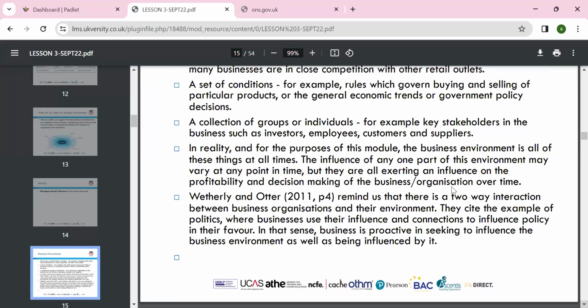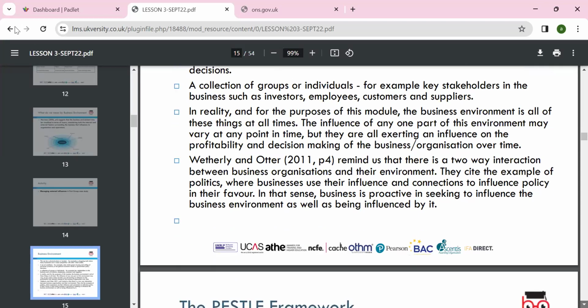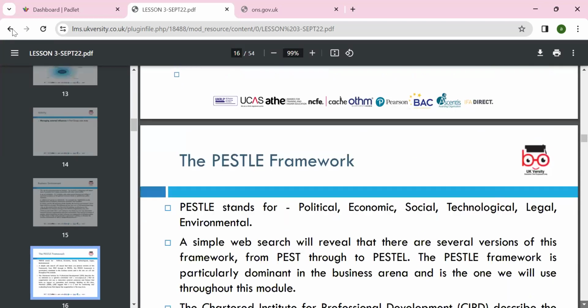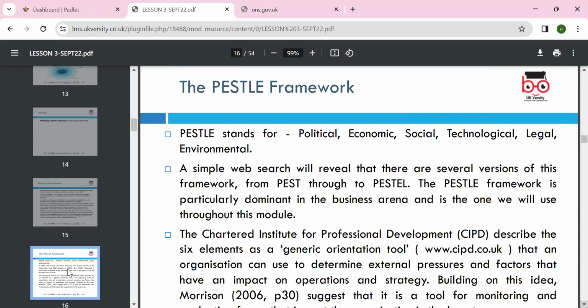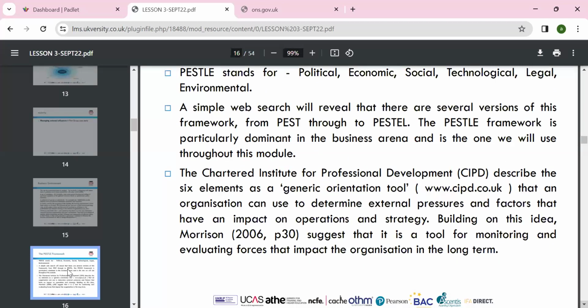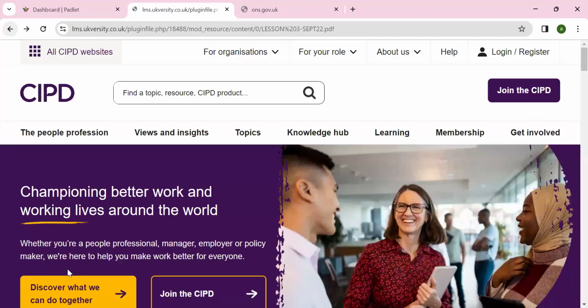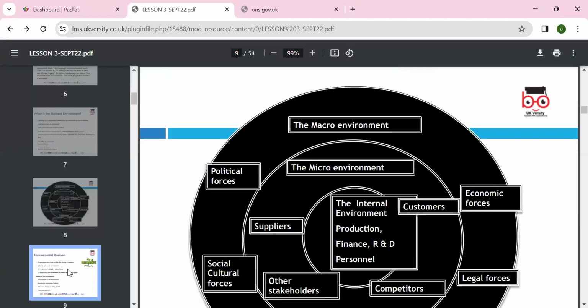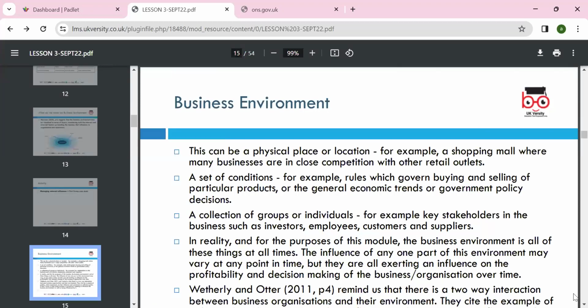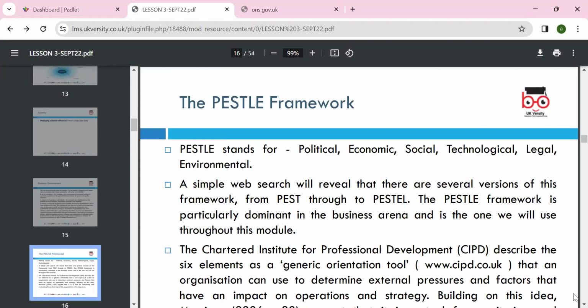We have the organization CIPD, which is the Chartered Institute of Personnel and Development. If you double click, that will take you there, and it's good to read in your own time. We can look around political, economic, and social factors, and the CIPD is a Chartered Institute for personnel, and the environment we need to change our strategy towards.